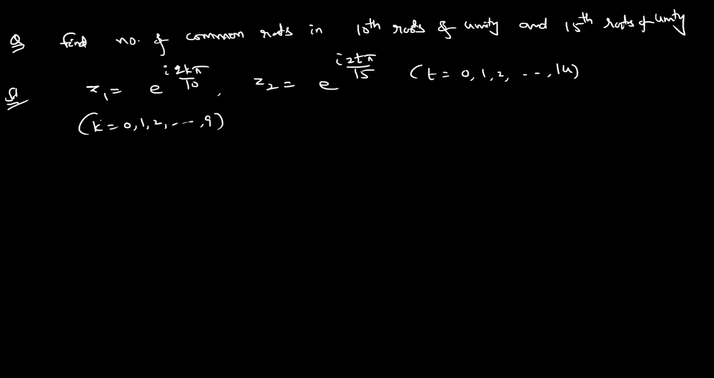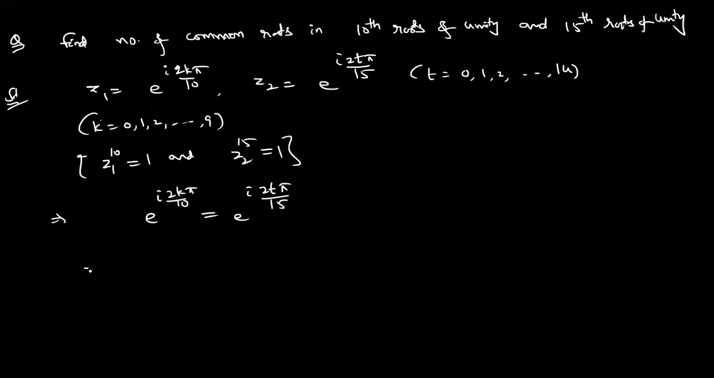Here they are given two complex numbers. For the first one, z1 power 10 is equal to 1 and z2 power 15 is equal to 1. Find the common roots, they are asking. So equating the powers, e power i 2k pi by 10 is equal to e power i 2t pi by 15. What is the result coming? 2k by 10 is equal to 2t by 15. What is the result coming? Anyone tell me? k is equal to 2t by 3.